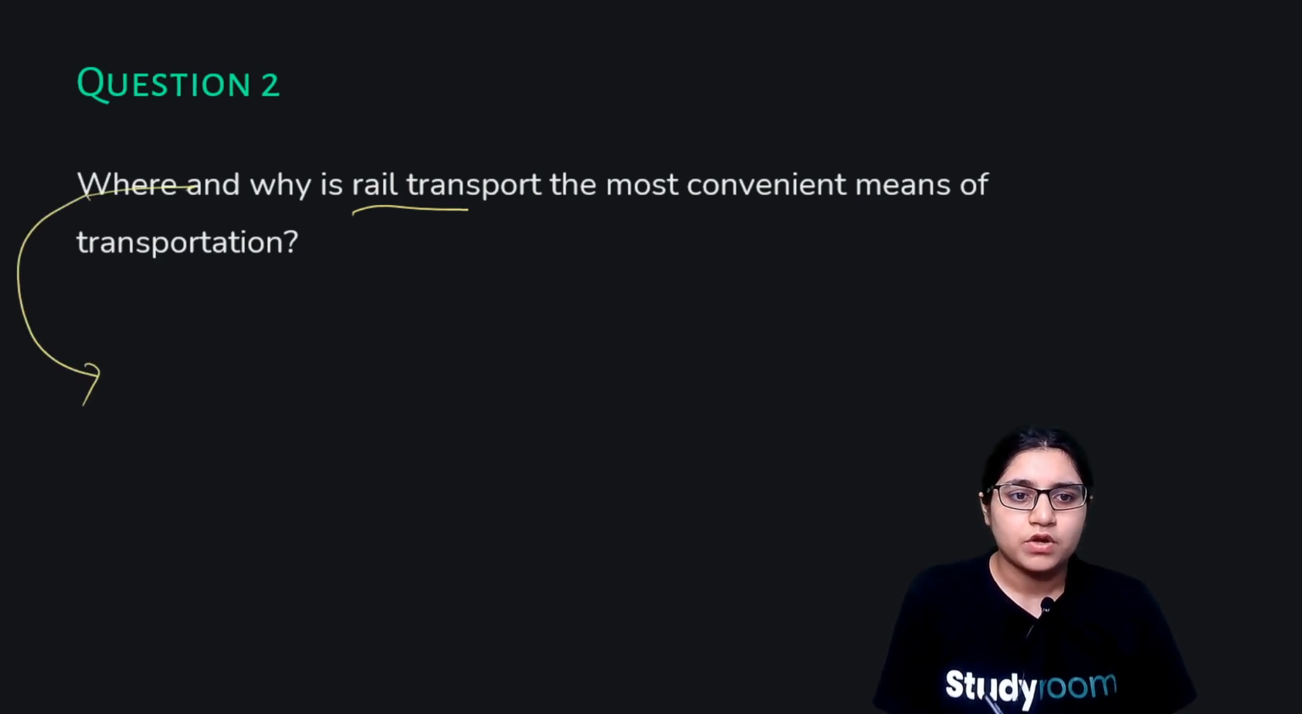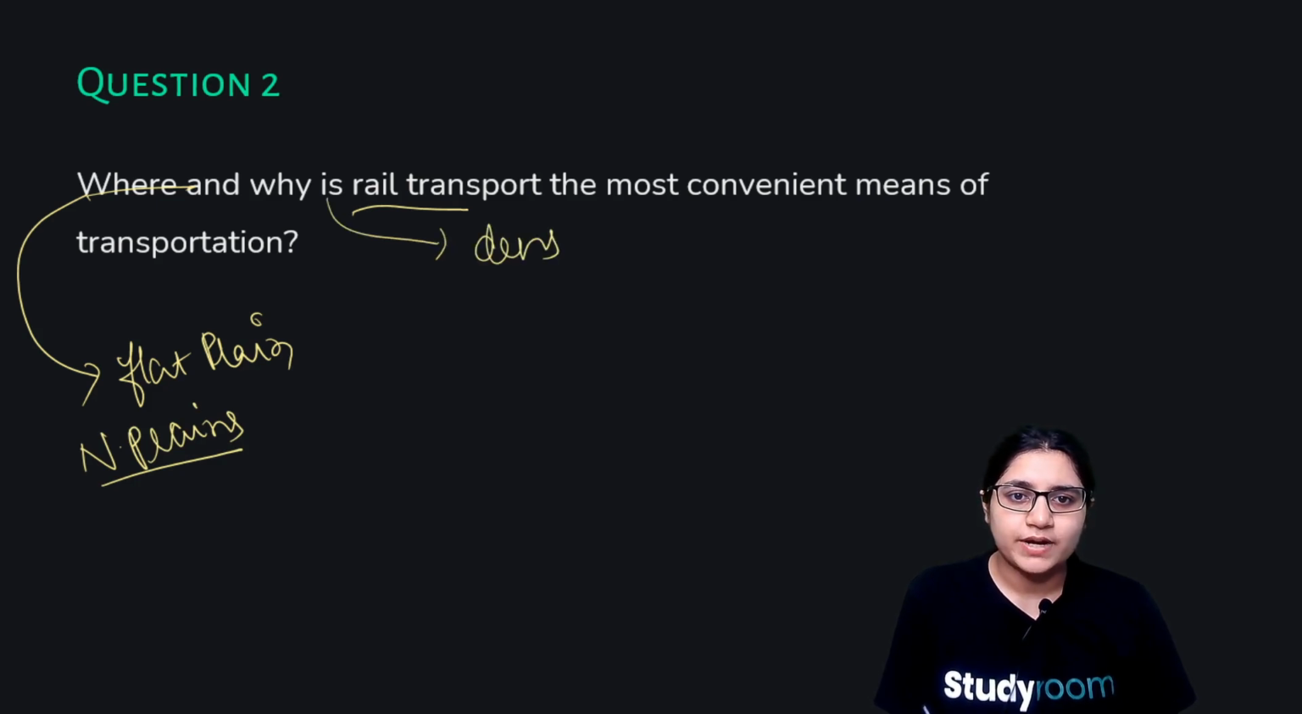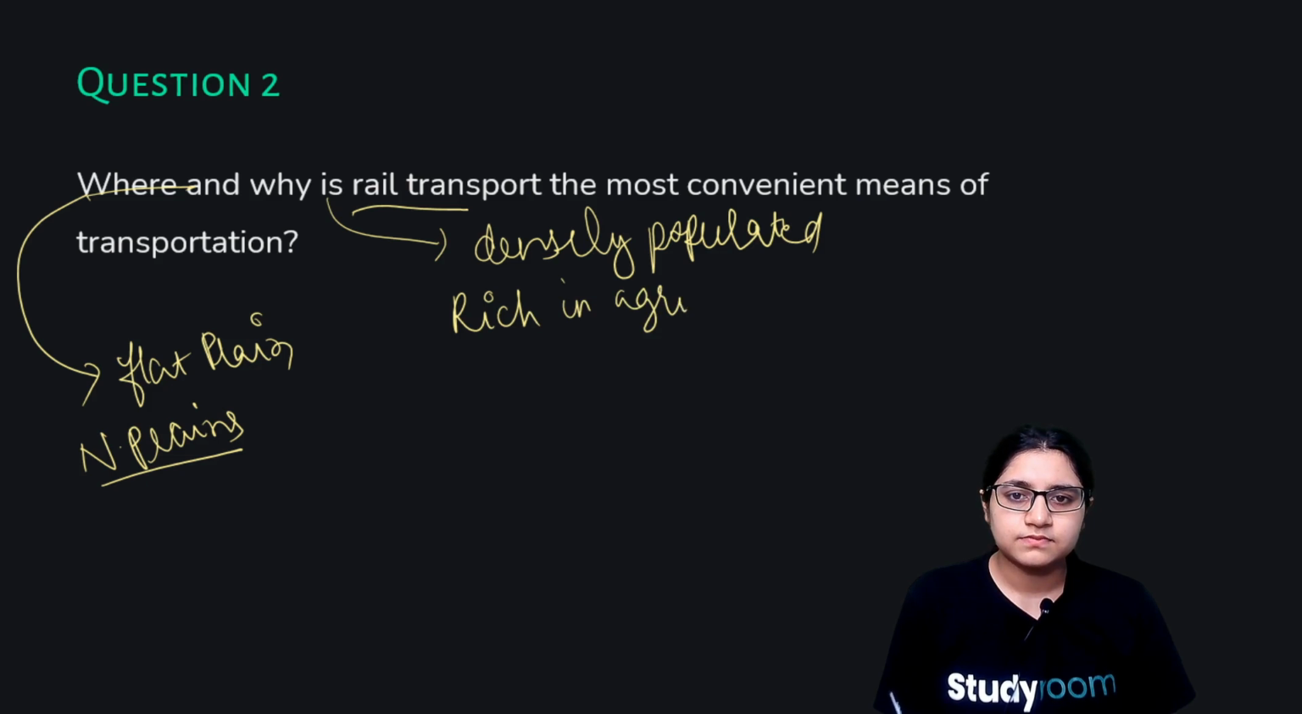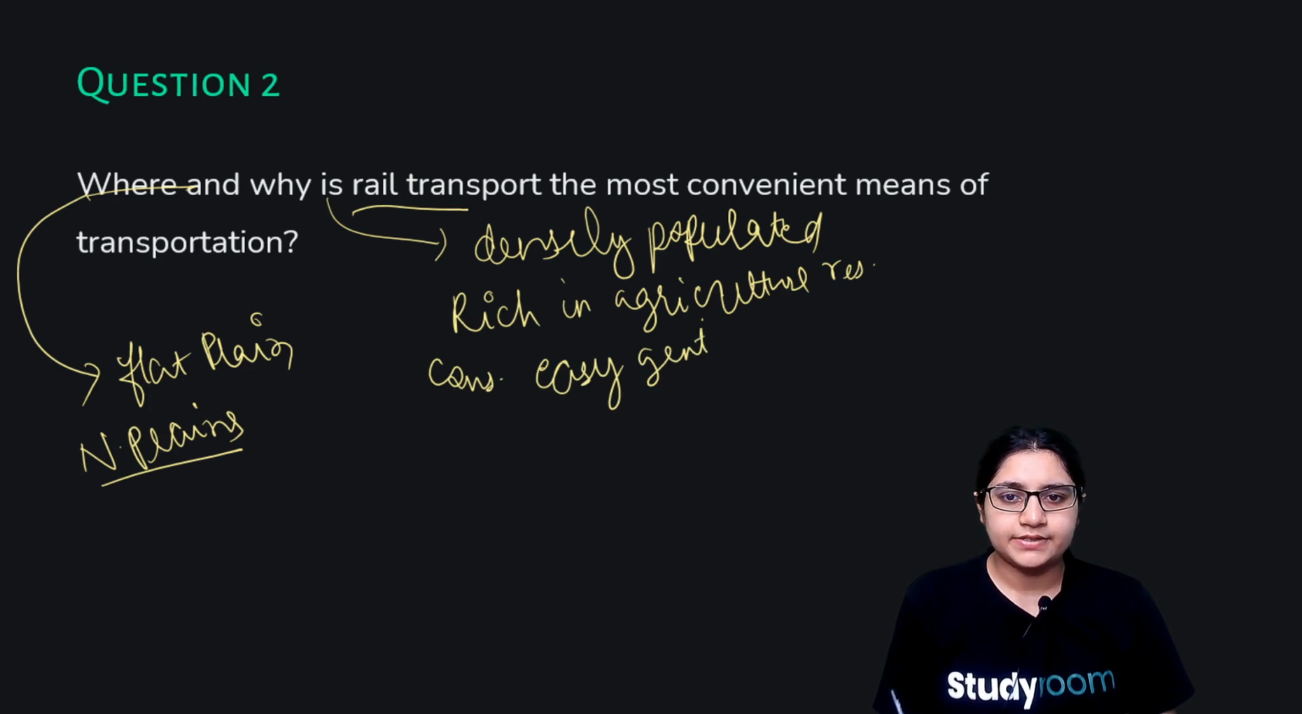Now the question is where. Of course, we have discussed, in flat plains. Flat plains refers to the northern plains of India, because these plains are densely populated. Why? The answer to why is dense population. You can elaborate this point. They are rich in agricultural resources. And then the construction is easy on gentle slopes.